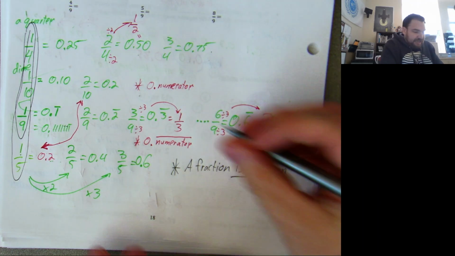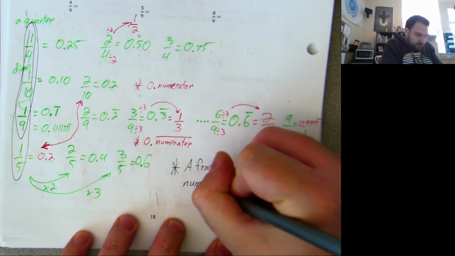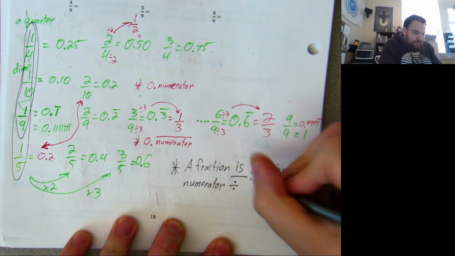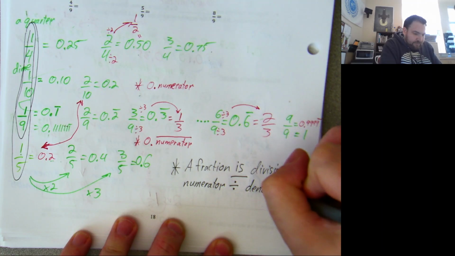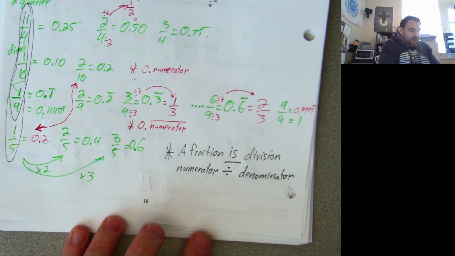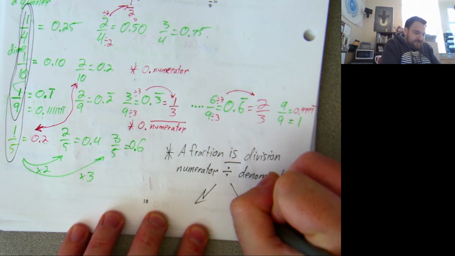That is what a fraction means. It means you are taking the numerator and you are dividing it by the denominator. And we have two ways to do this.